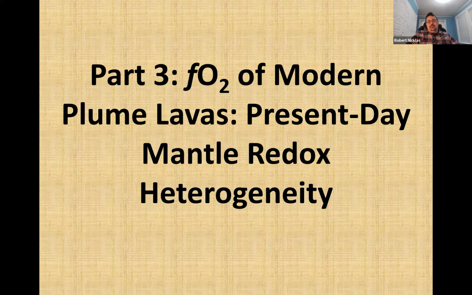We'll continue to talk about modern day lavas. We'll talk about modern day plume lavas. We talked about modern day MORB lavas, and we'll look at present day mantle redox heterogeneity. So we looked at temporal heterogeneity, varying with time, with komatiites, and now we'll look at spatial heterogeneity, varying with place in lavas that erupted around the same time.